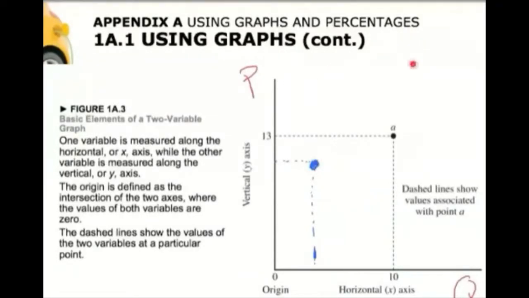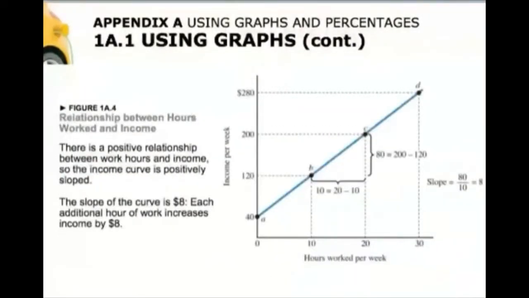So any point anywhere on this graph is going to represent some combination of quantity and price. So we're going to look at lots of what are called linear graphs. A linear graph is any line which has a constant slope, or is a straight line. In this graph, we're looking at the relationship between the hours worked per week and the income earned per week.